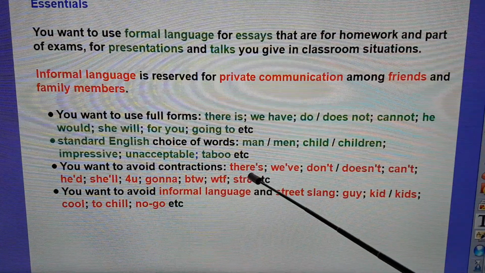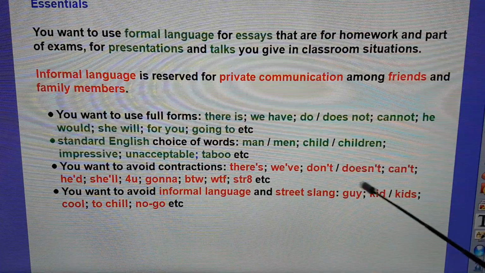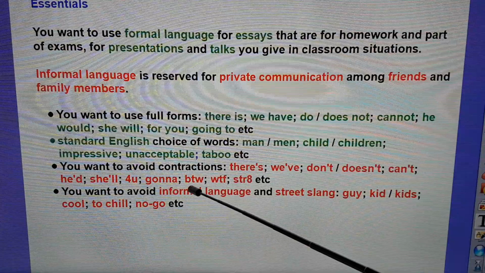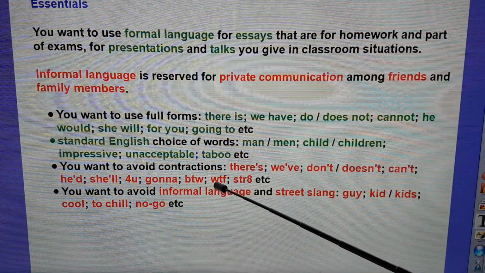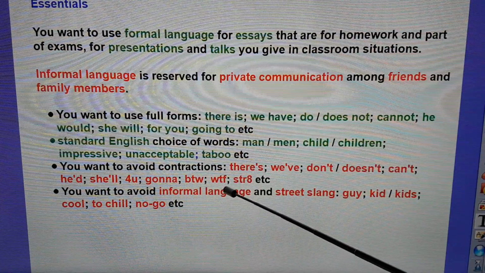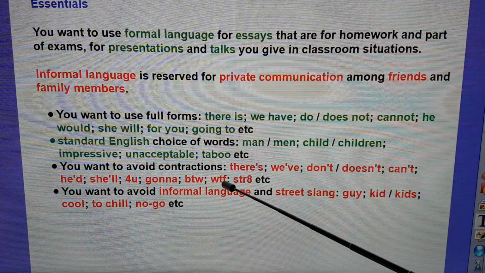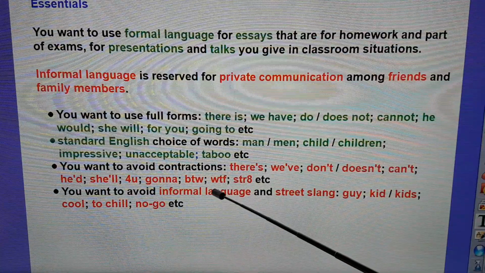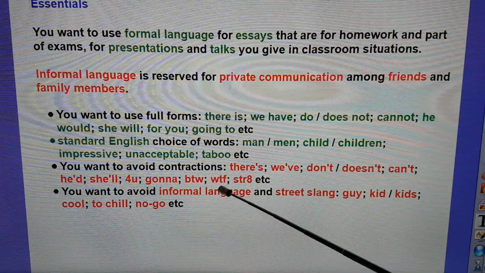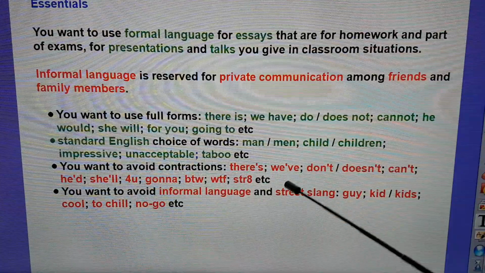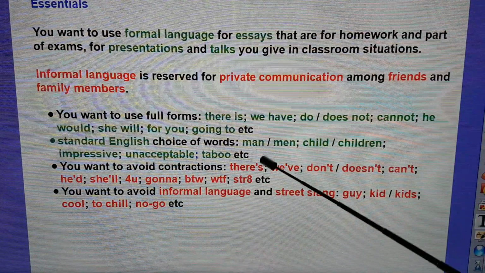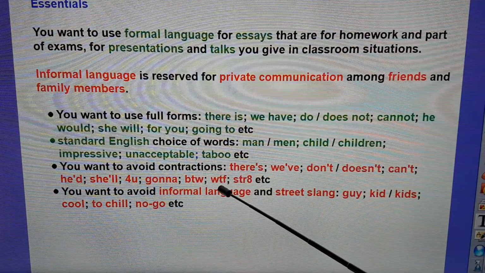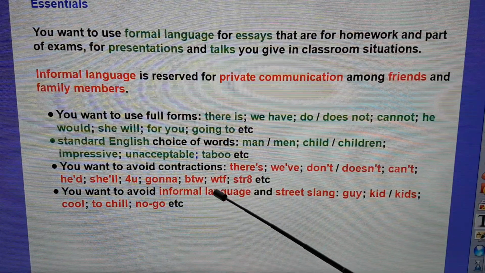These forms here, there's, we've, don't, doesn't, can't, he'd, she'll, for ya, gonna, by the way, forgot what this means, straight. I mean, I did not forget what this means. I only don't want to say this in public and here on YouTube. You may look this up and then you know what it means. It is slang, street slang.